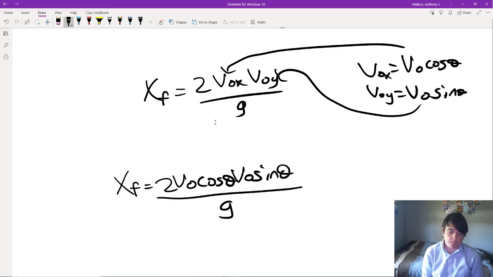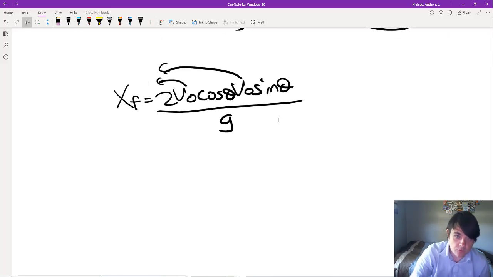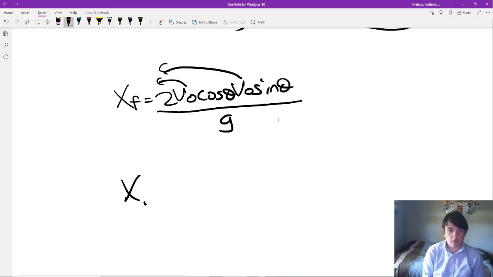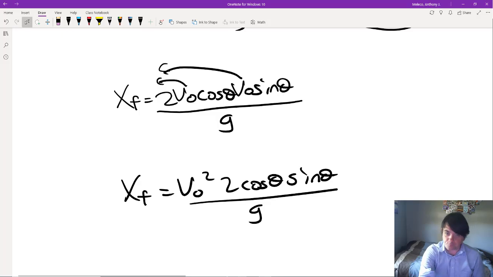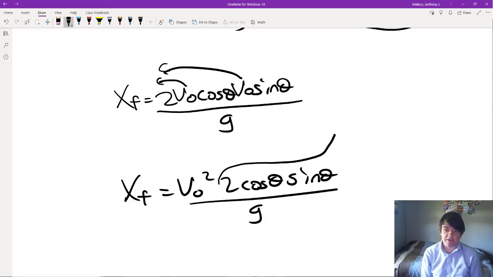So at this point, what we're going to do is pull out the v naught squareds, or the v naughts, which will become v naught squared. We're going to have x final equals v naught squared 2 cosine theta sine theta over g. We're really close. Now, this is where, even if you were mathematically following along, you'd be like, well, I don't know what to do at this point. Which, fair enough. Unless you know the trig identity, you wouldn't be able to get farther than this.